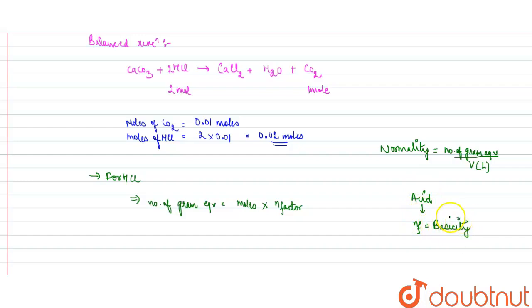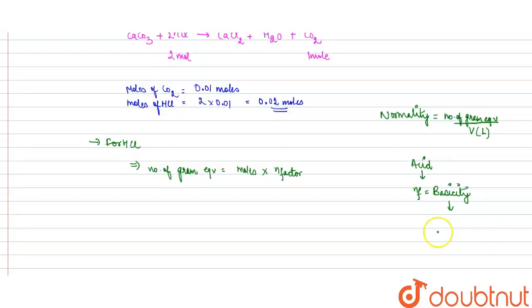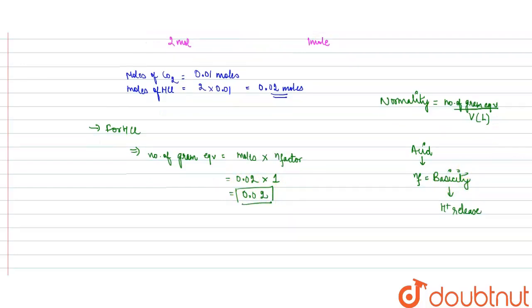Now, what do we mean by basicity? It means how much H plus will be released by that acid. That will be defined as its N factor. So the N factor for HCl is 1, and the number of moles is 0.02, which we have already calculated above. And from this, we'll get the number of gram equivalents also as 0.02.